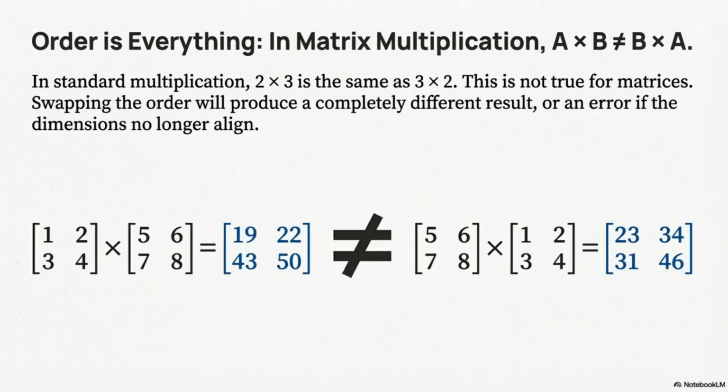With ordinary numbers, 2 times 3 is the same as 3 times 2, but with matrices, order matters a lot. Using the same two matrices as before, multiplying A times B gives us one result. If we flip the order and compute B times A, we get a completely different matrix. Sometimes the reverse multiplication is not even allowed at all because the inner dimensions do not match in that direction. This is why we write matrix equations very carefully in deep learning. Changing the order of multiplication can completely change the meaning of a layer or break the model altogether. When you see something like x times w transpose, that order is not optional. It is part of what the model is doing.